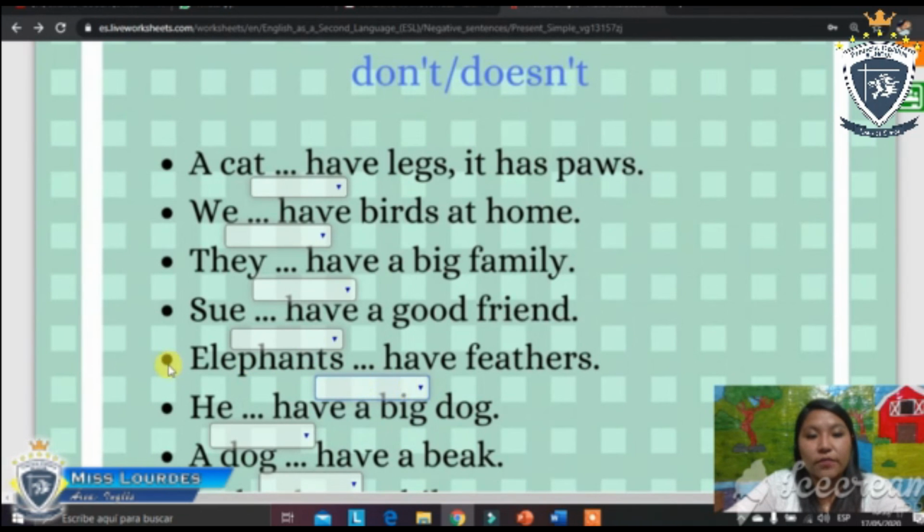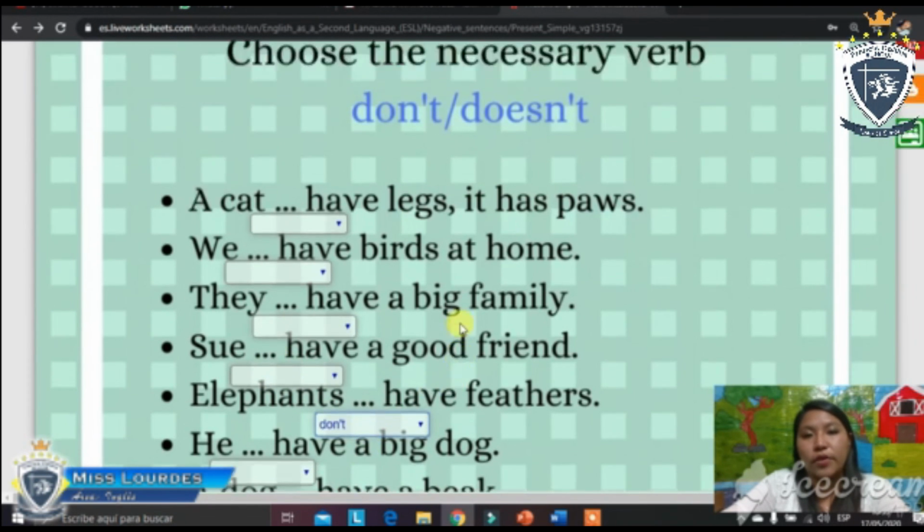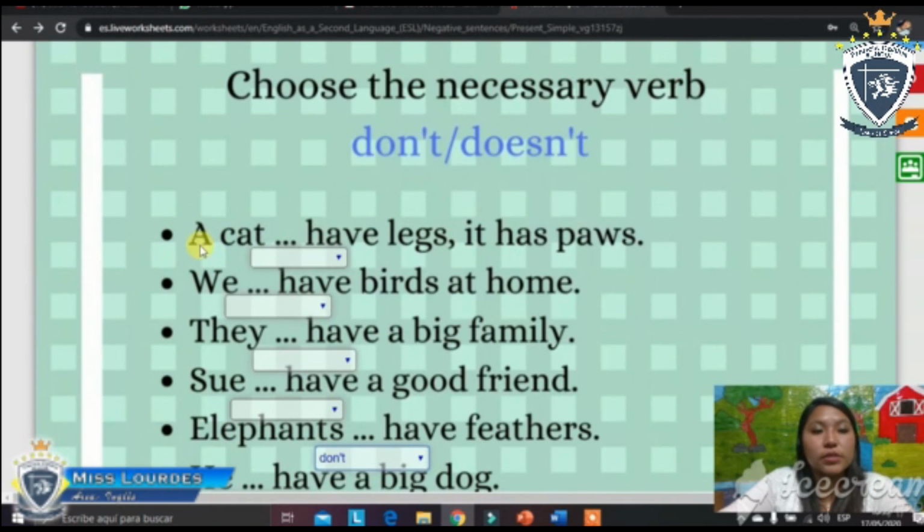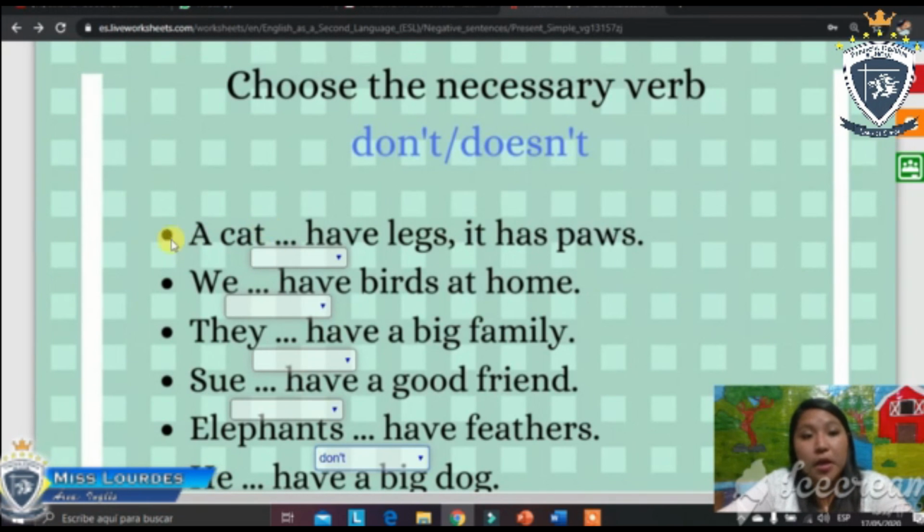Look at here. Elephants. Singular or plural? Plural, yes. Entonces, elephants don't have, okay? Be careful with the subject, okay? Ten cuidado con el sujeto, okay? Lee bien. Solo tienes que fijarte prácticamente en el sujeto y escoger si trabaja con don't or doesn't, okay?